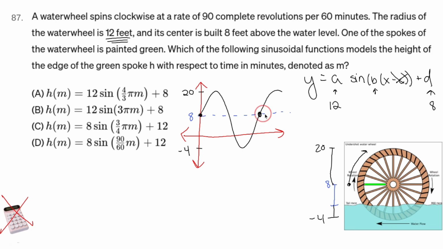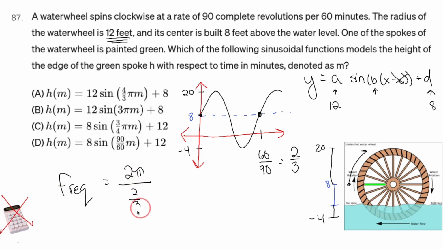Now the period lives right here where it starts over. If this guy is going to do 90 revolutions in the course of 60 minutes, that means this number right here is going to be 60 over 90, which is 2/3. Does that mean I'm going to put 2/3 here? No, that's not even an option. That's the period, not the frequency. What I need to do is find out what my frequency is. Now, my frequency is found by doing 2 pi over the period, which is 2/3.